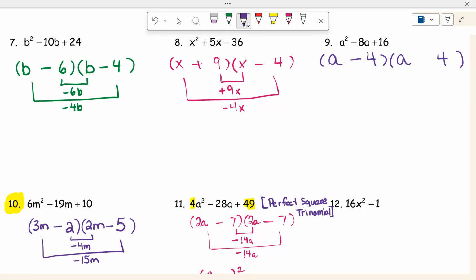Oh, I didn't even see this one. Another perfect square trinomial.